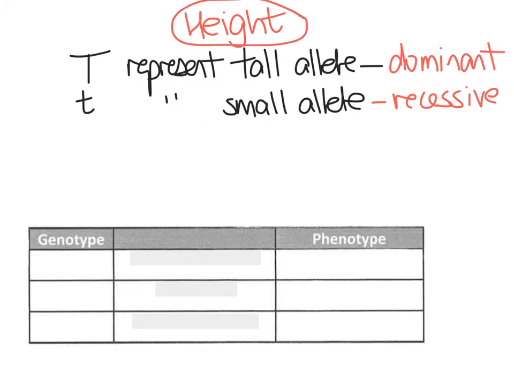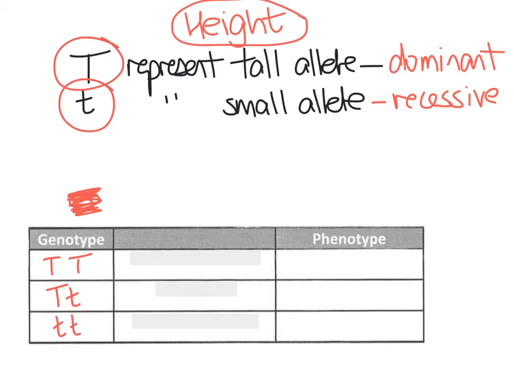So we're talking about genes for height, two different forms. Big T represents the tall allele, which is dominant. Small t represents the small allele, which is recessive. Each organism has two alleles, one from its mother, one from its father. So the possibilities: we could have two big T's. We could have a big T and a small t. Now we could also have a small t and a big T. It doesn't matter which way round they are, so they're both exactly the same. We don't need to write them both down. And we could have two small t's.